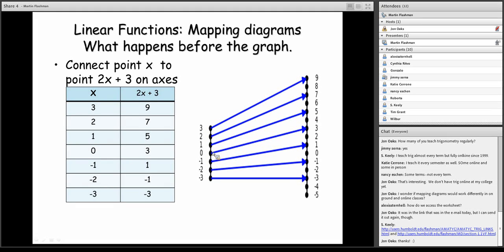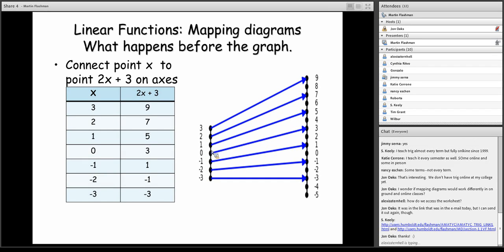And that's an important concept in linear functions that the mapping diagram makes quite clear, and you don't have to talk about slopes or other things like that. The mapping diagrams take care of all that visualization for you.